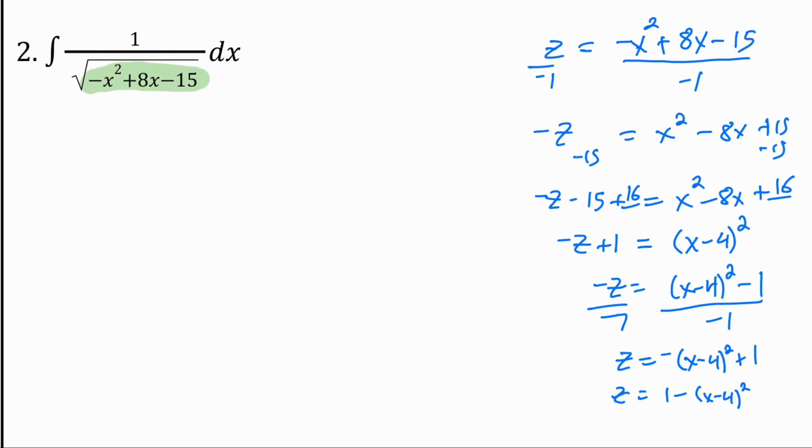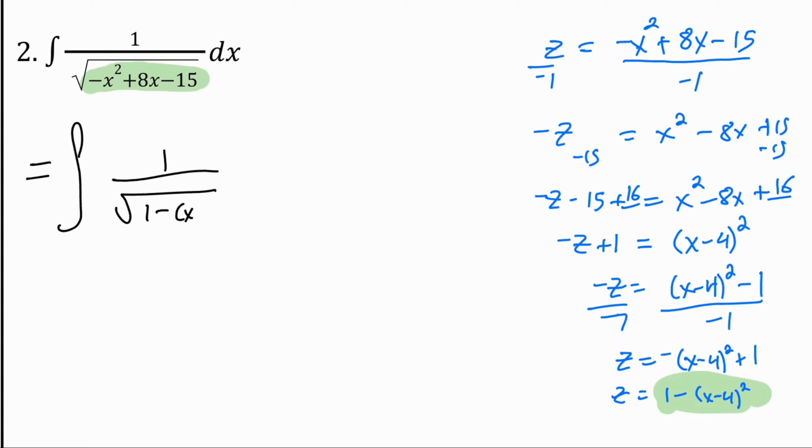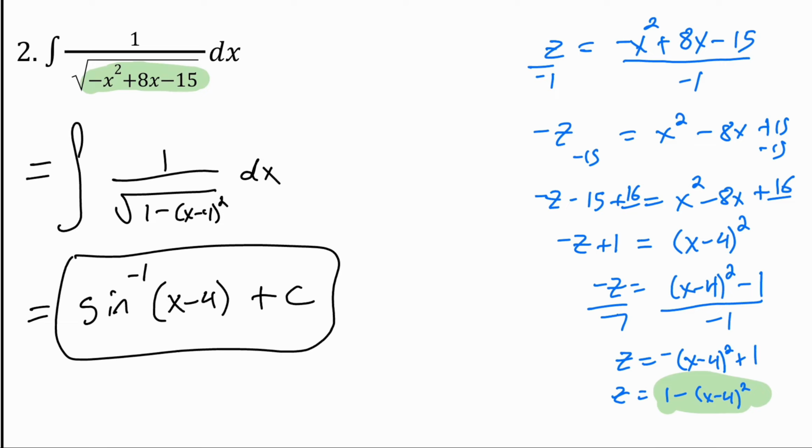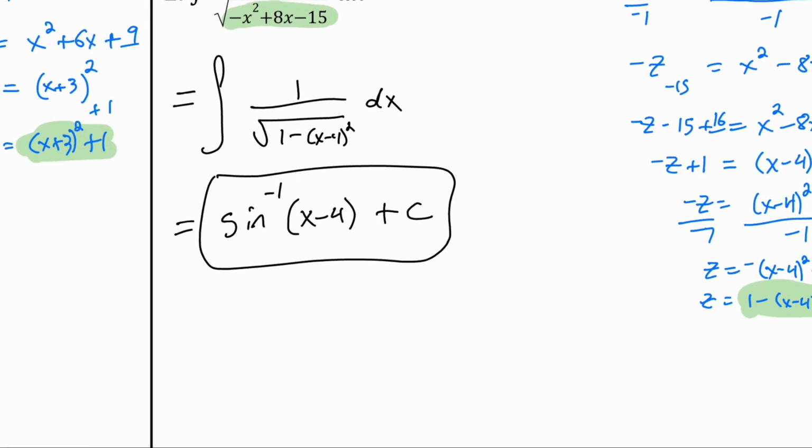So since I finally rewrote this thing, I'm going to substitute this back into my integral. We could say this integral is the same as integrating 1 over the square root of 1 minus (x minus 4) squared dx. When we integrate that, it resembles our inverse sine, or arcsine, of x minus 4 plus C. And we have that final answer. Right? So ultimately, completing the square can help you as well. It's another tool in the toolbox to help us integrate.